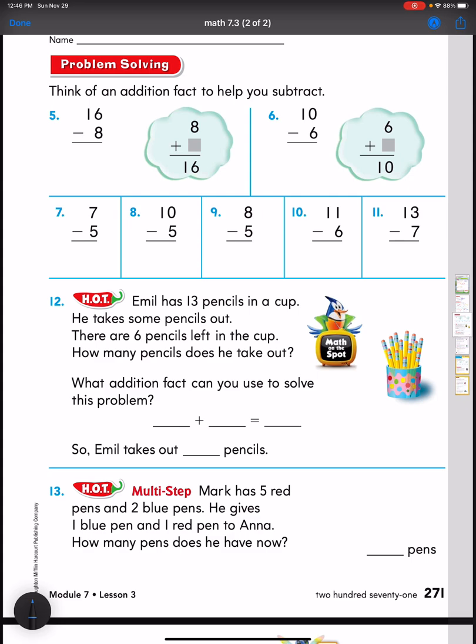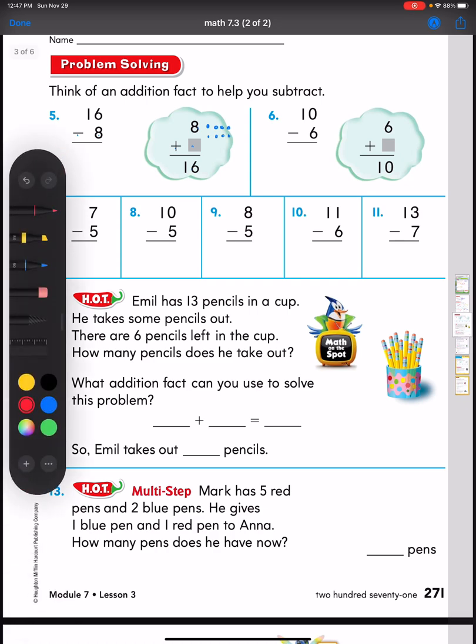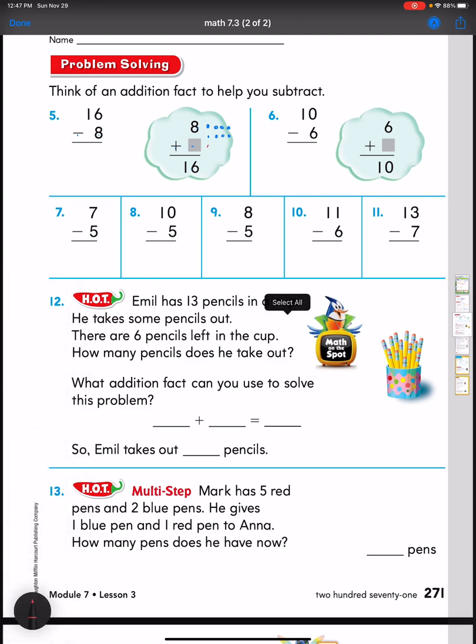So they tell us 16 minus 8. An addition problem to help me solve this. 8 plus what will be 16? Well, if you don't know that, you can draw a picture. So I could do 8. I can draw my 8. So there's 8. And I can keep going until I get to 16. 9, 10, 11, 12, 13, 14, 15, 16.